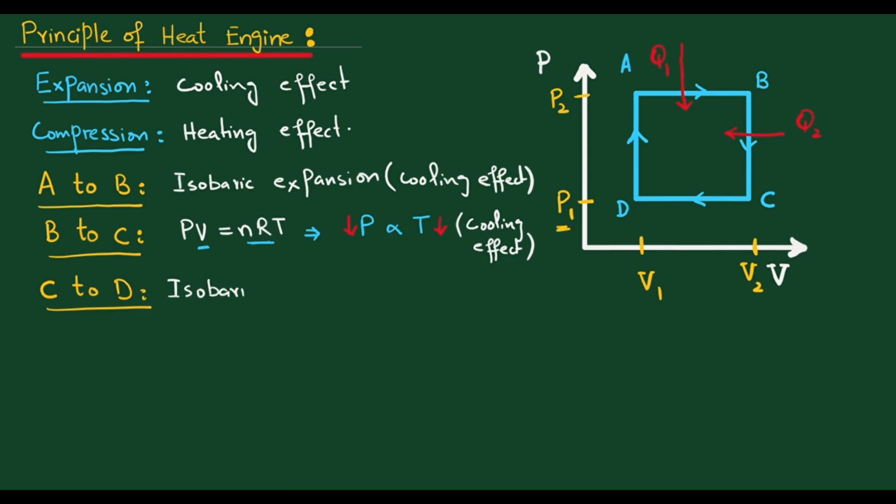We know that expansion causes a cooling effect. Sorry, this is an isobaric compression, and due to the compression there is a heating effect, and due to the heating effect the heat can flow out of the system, which we can say is a Q3 heat going out of the system, because compression causes the heating effect.